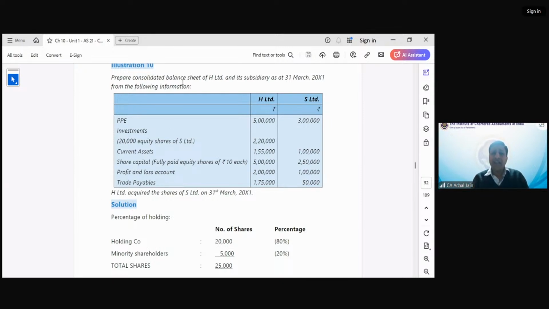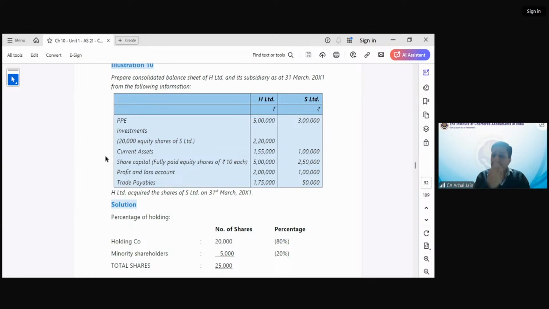Percentage holding we have derived. Now, as a next step, what do you need to get into? Goodwill or capital reserve. So can you quickly compute that and let me know? I'll just wait for 1 minute for you to solve that. Quickly, on the basis of the information available in the question, can you tell me the amount of goodwill or capital reserve? Over to you.